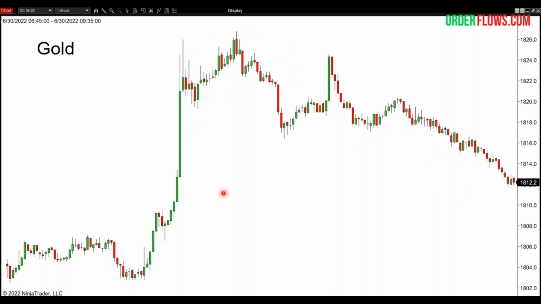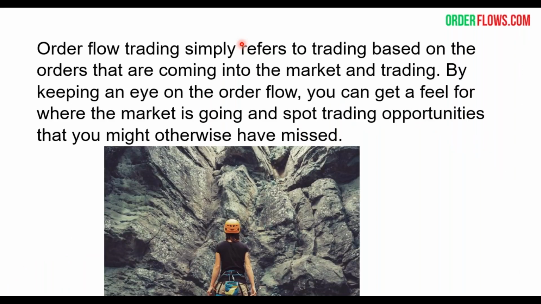If you're just looking at a normal bar chart like this, you don't know, are we going higher? Are we going lower? But when you're looking at the order flow, and I'm going to show you the chart later, when you see this bar forming here, you can say, yeah, we're coming off this high. We're not going to make new highs for the day. And it's just by understanding the order flow that the markets are going to make sense to you.